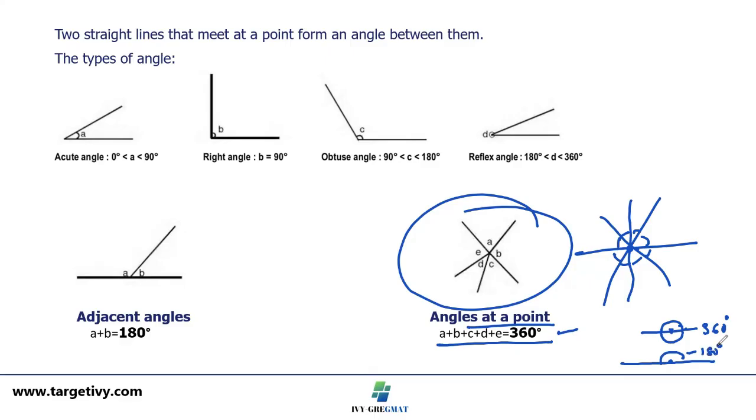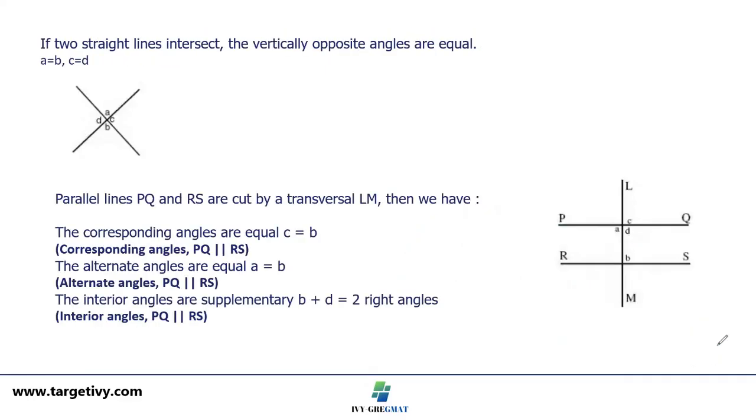Okay, let's see. If two straight lines intersect, the vertically opposite angles are equal. Another important note: two straight lines, this one and this one, have intersected here. So the vertically opposite angles are this one and this one. So A and B, C and D. A is equal to B, and C becomes equal to D. A concept we will be using multiple times.